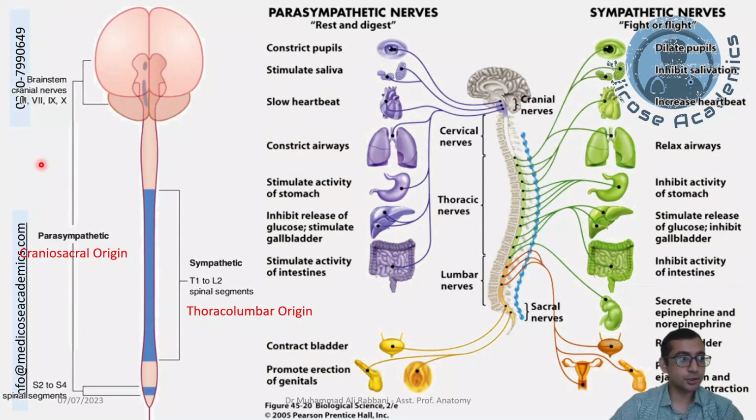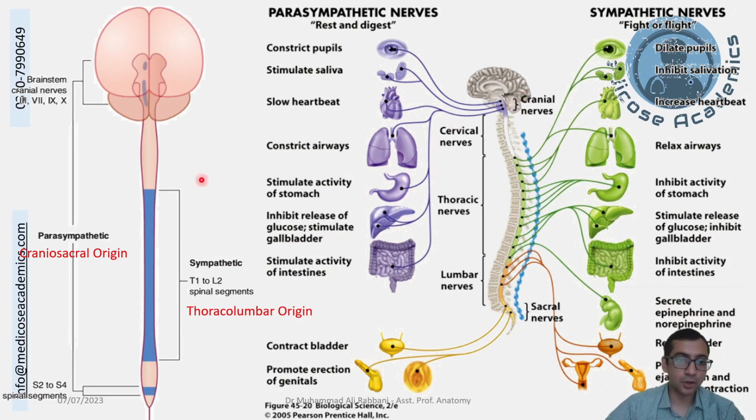You may take a screenshot. Behind me, I'm hiding the functions a little, as I will not be talking about the functions right now. I will be talking about the anatomical aspect, the origin. The parasympathetic fibers, the rest and digest fibers, originate either from the brainstem or the sacral segments of the spinal cord. So it is originating from the brainstem and sacral segments.